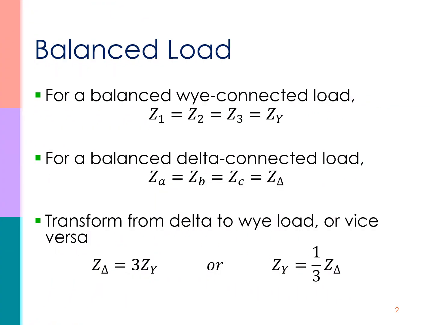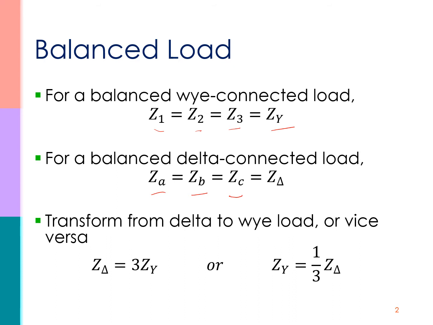For a balanced Y connected load, Z1 equals Z2 equals Z3, or we call it Z_Y, where Z_Y is the load impedance per phase. And for a balanced delta connected load, Z_A equals Z_B equals Z_C, where Z_delta is the load impedance per phase in this case.